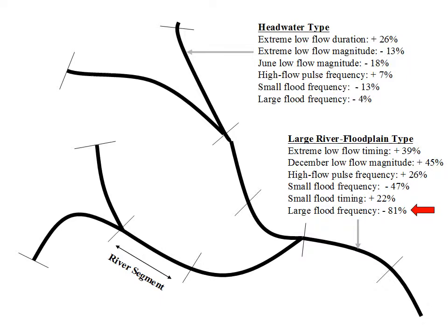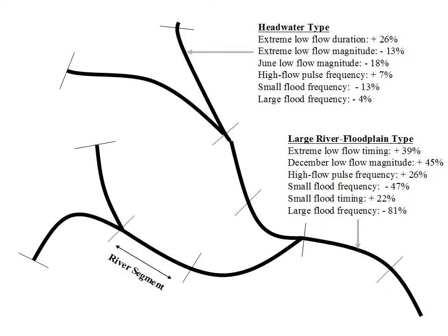In the headwater type, large flood frequency had changed very little, -4%. It had a decrease, but really by a small amount. However, in the large river floodplain type, large flood frequencies decreased by 81%. There's been a massive change in the frequency of large floods for a type of river that the ecologists can start to say something about.